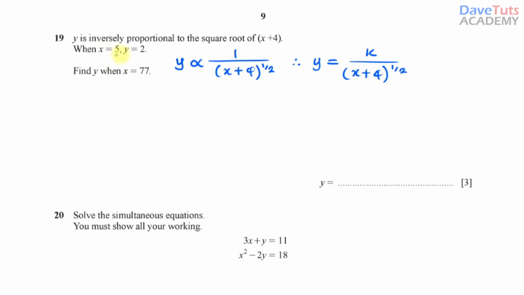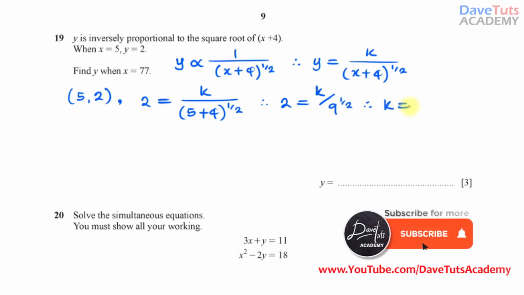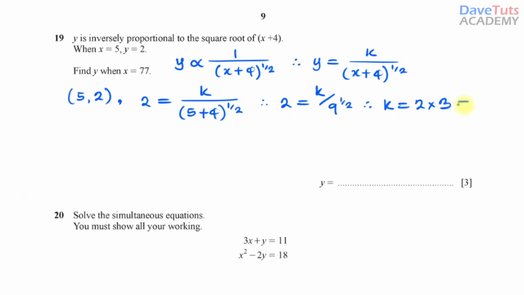Now we are told that when x is 5, y is 2. So for x is 5, y is 2, that means 2 is equal to k over, what's the value for x? That is 5 plus 4 raised to the power 1 over 2. So this is 9. That means we're having 2 is equal to k over 9 raised to the power 1 over 2. That means that k is 2 multiplied by 3, because 9 raised to the power half is the square root of 9, which is 3. So k is 6. So this equation inherently means that y is equal to 6 over x plus 4 raised to the power 1 over 2.